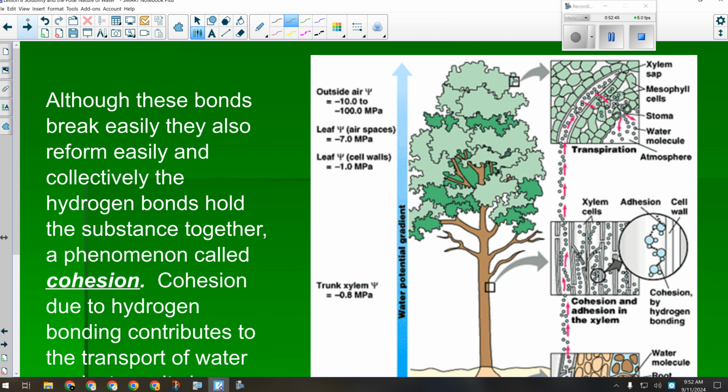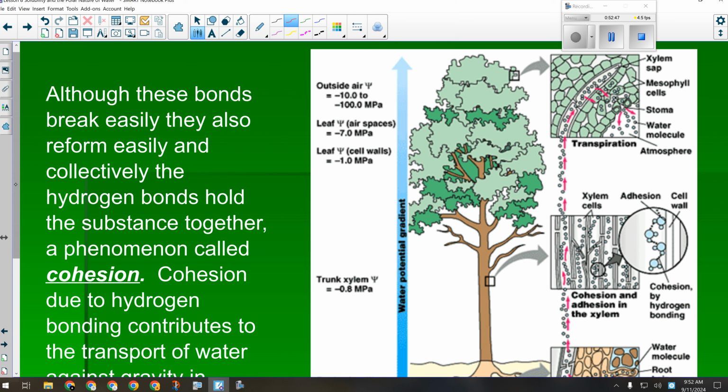Then the tree. I wanted to show you how this looks in a tree. If you could actually visualize the little water molecules inside the xylem of a tree, what you would see is two different types of hydrogen bonding. You'd see hydrogen bonding between water molecules. We call that cohesion, and that's going to be an important term as well. So cohesion is due to hydrogen bonding between like water molecules.